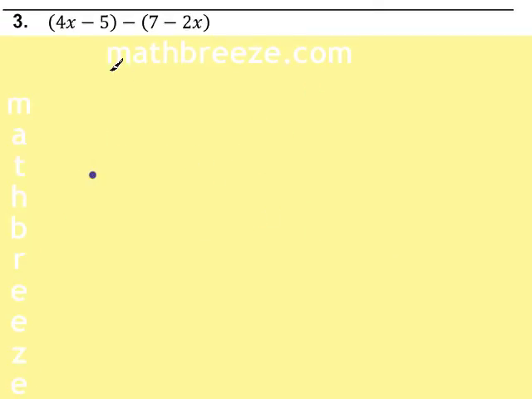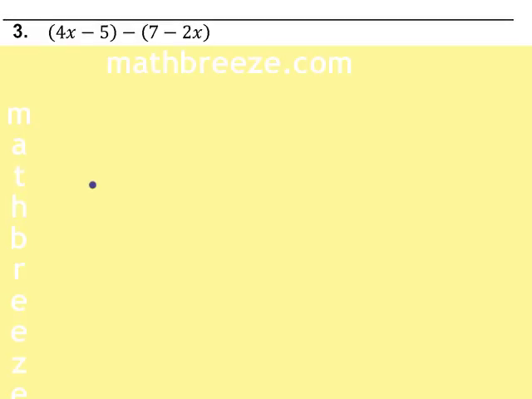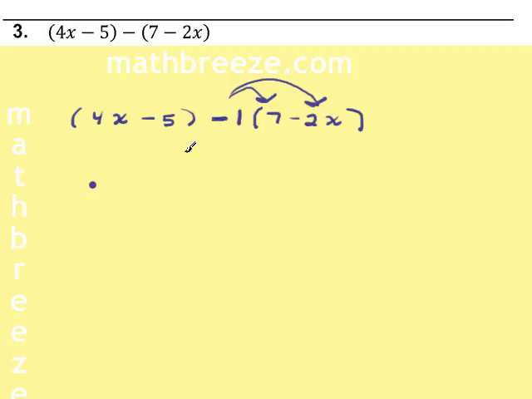In number 3, we don't have a number in front like we did here, but we still have to be careful when we open these parentheses. This is really the same. If you want, you can think of this as a minus 1 in front. I'm just comparing it to the previous example where we multiplied through by minus 2. You can think of this as if there's a minus 1 here. So we're going to be multiplying through by this minus 1 when we open parentheses.